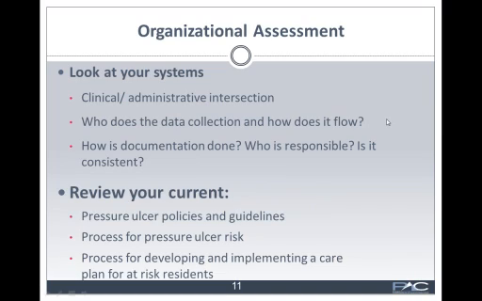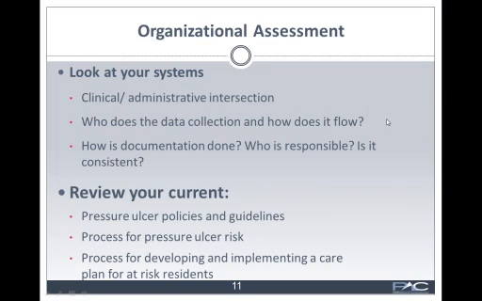Do you have a process for pressure ulcer risk? Many facilities use some of the more popular ones like the Braden and Norton, that type of thing. And again, you just want to make sure that you're consistent with that. You've got a process for developing and implementing a care plan for at-risk residents as well. Now if the MDS is able to identify that, you want to make sure that you've got that in there and appropriately care planned.